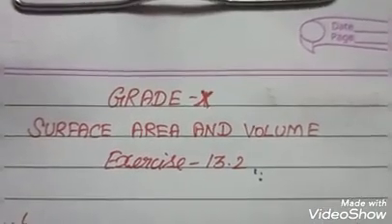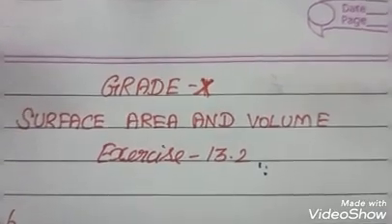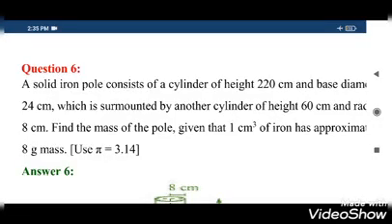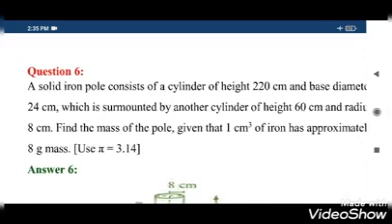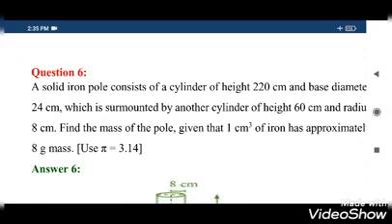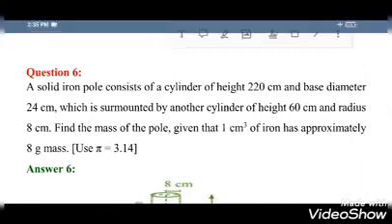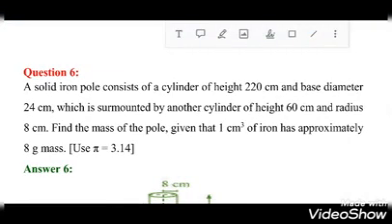Now first we have to see question number 6. A solid iron pole consists of a cylinder of height 220 cm and a base diameter 24 cm, which is surmounted by another cylinder of height 60 cm and radius 8 cm. Find the mass of the pole, given that 1 cm cube of iron has approximately 8 gram of mass. In this question we have to use the value of pi as 3.14.